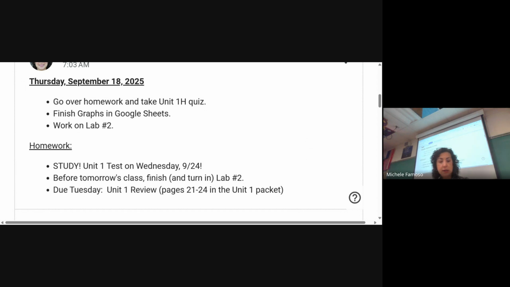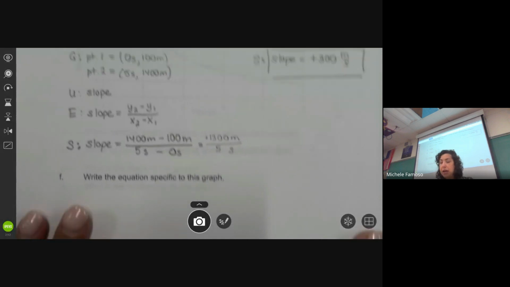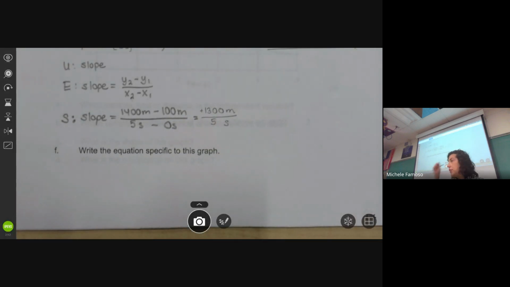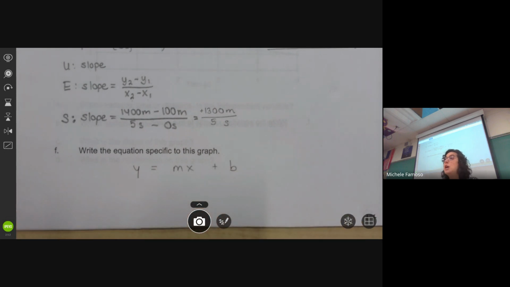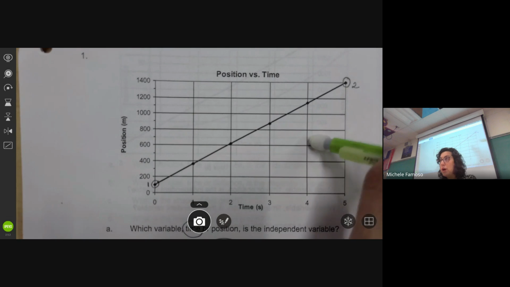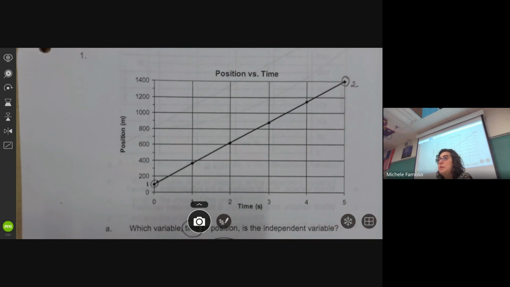Okay, so let's look at the rest of page 17. We did not get to how do we write the equation specific to this graph. In our notes yesterday, we talked about what the equation of a line is. And we're going to start with that equation of a line. What's that equation? Okay, y equals mx plus b. That's a general equation for a line. That does not tell me that this is the graph I have. That's why we're going to change every letter to the other things that are on this graph to make it specific.